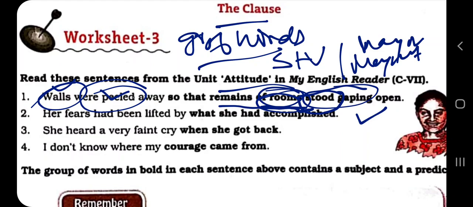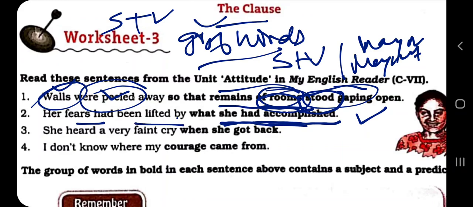So it is giving some sense, while some part is not giving complete sense. In order to have a clause, it should have both subject and verb. So: walls were peeled away so that remains of room stood gaping open. Her fears had been lifted by what she had accomplished. Even if you read, she had accomplished, it is not giving complete sense, but it has a subject and a verb. She has accomplished what? So what she has accomplished? She has lifted something. So, her fears had been lifted by what she had accomplished.